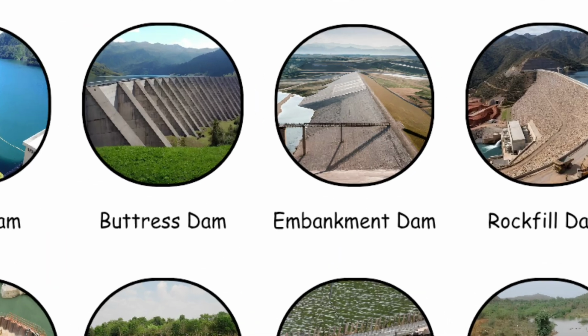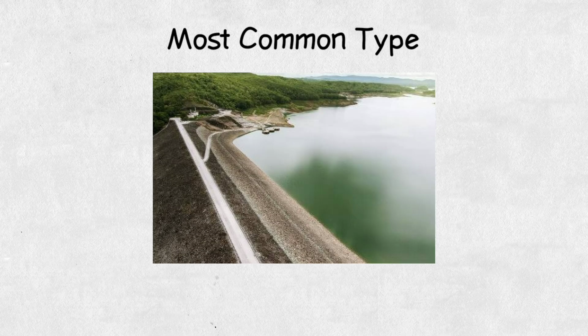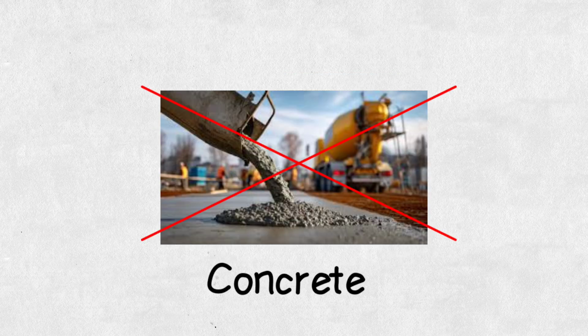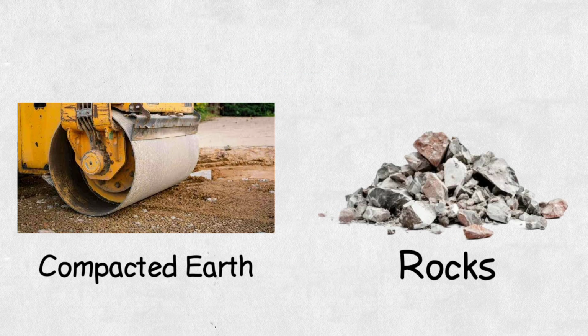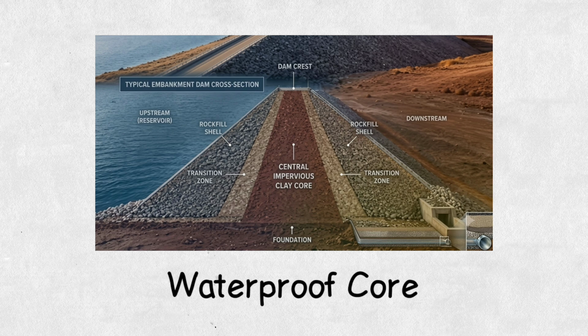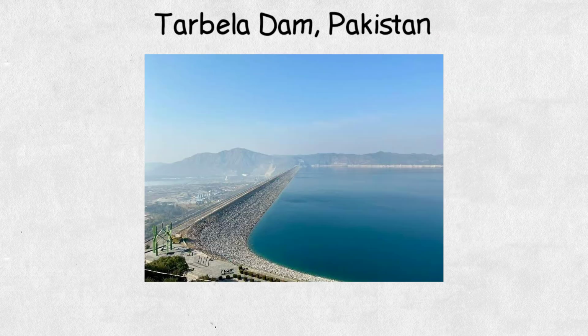Embankment Dam. The most common type of dam in the world. Rather than concrete, it is built from compacted earth, rock, or a mixture of both. A waterproof core, usually made of clay, runs through the center to prevent leaks. The Tarbela Dam in Pakistan is one of the largest embankment dams ever constructed.